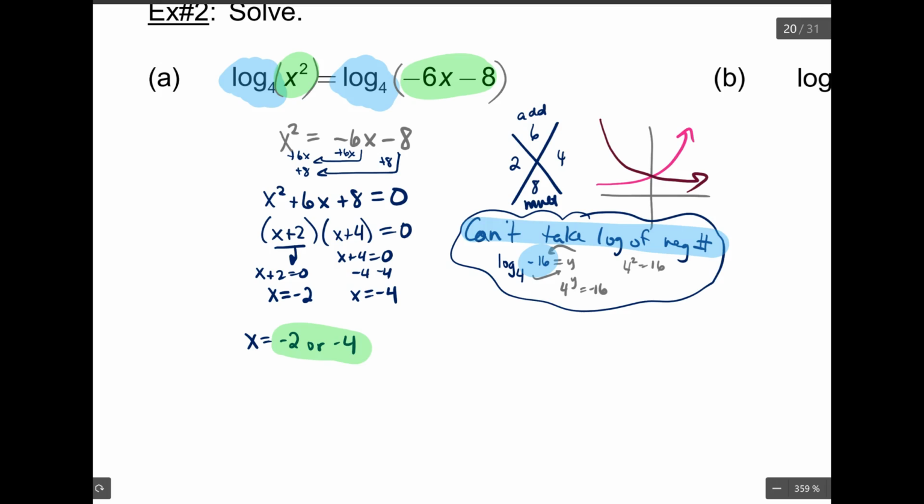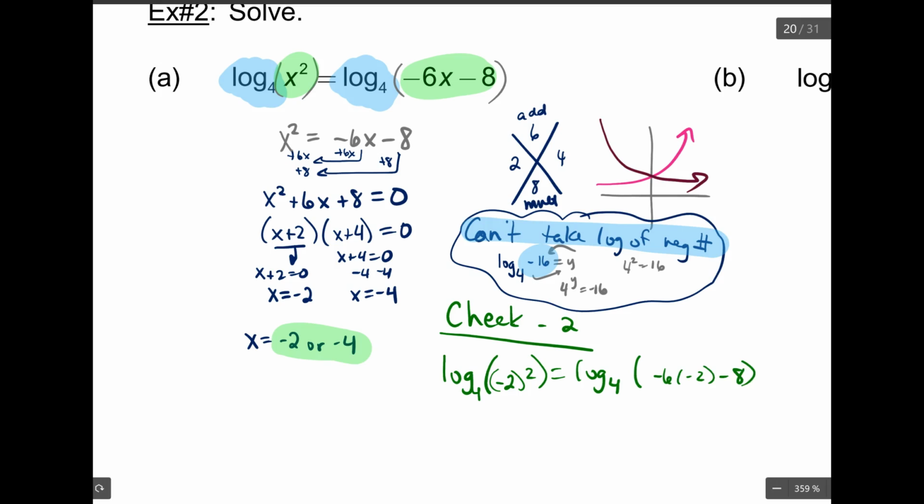Okay, so I'm going to check my answers. I'm going to check negative 2. So I have log base 4 of negative 2 squared equals log base 4 of, oops, I forgot the 4, negative 6 times negative 2 minus 8. So log base 4 of negative 2 squared is 4. Log base 4 of negative 2 times negative 6 is 12 minus 8. Okay, so inside here, 12 minus 8, is that positive or negative? Positive. Okay, so my negative 2 checks out.